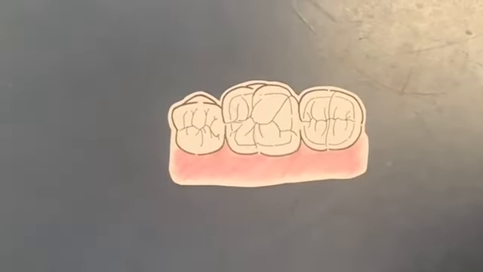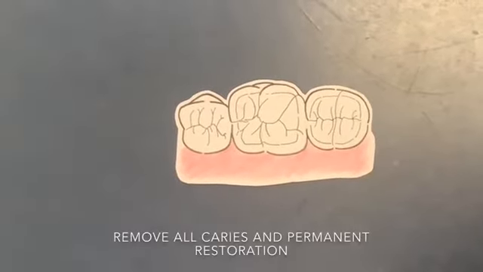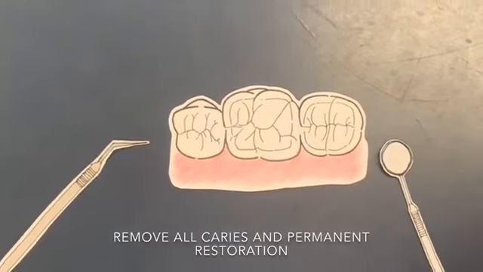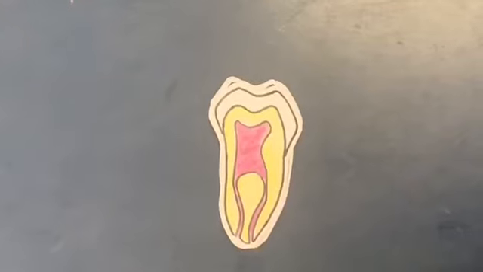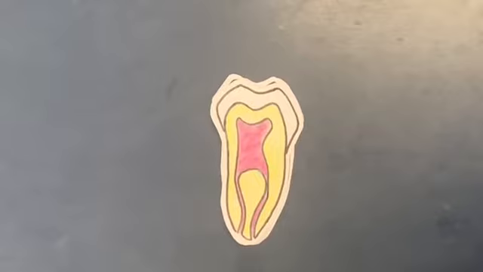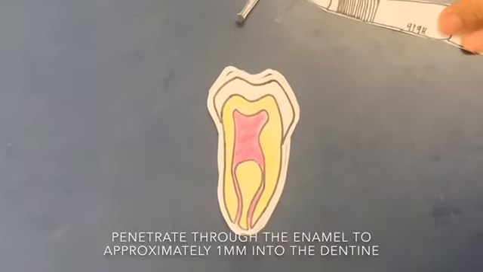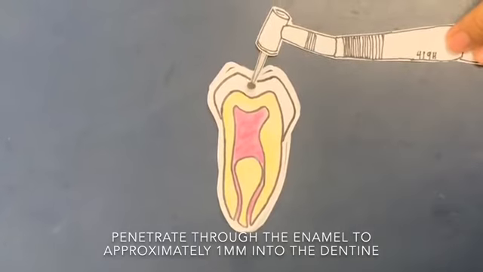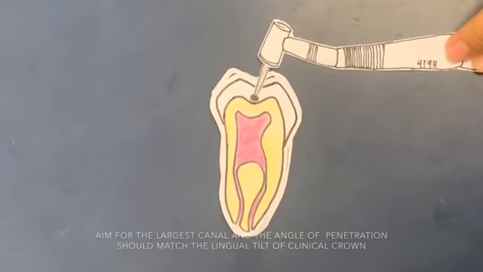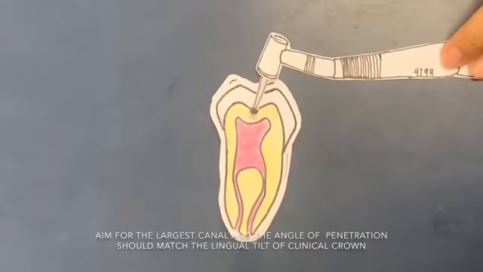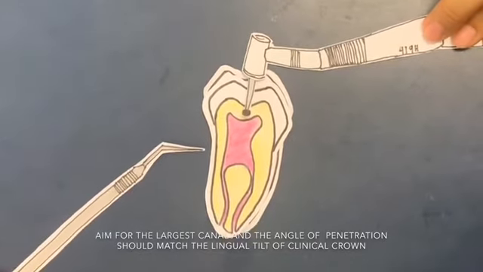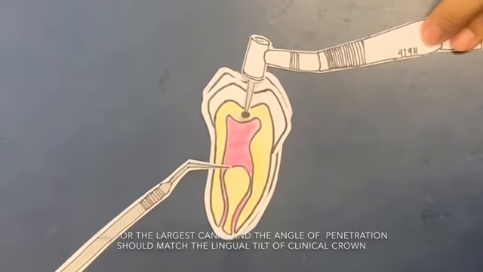This is the mandibular molar tooth. Remove all caries and permanent restoration. This is the cross-section of the tooth. Using a round burr or tapered fissure burr, penetrate through the enamel to approximately 1 mm into the dentin. Aim for the largest canal and the angle of the penetration is the lingual tilt of the clinical crown.